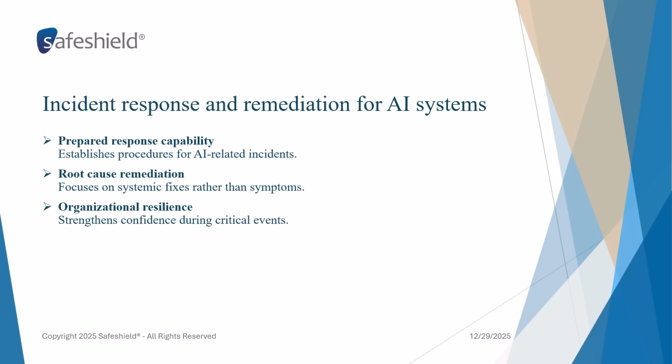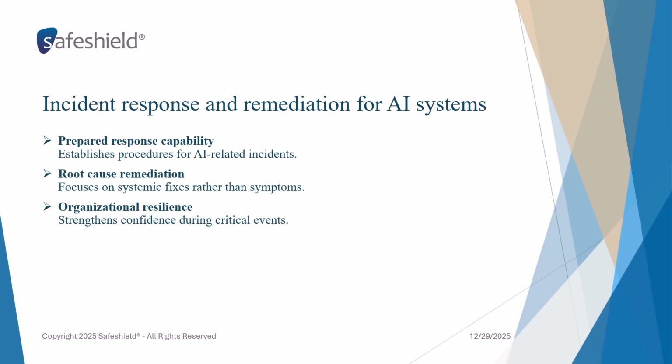frameworks. Clear roles and responsibilities are essential. Accountability for investigation, decision-making, communication, and remediation must be assigned in advance, including authority to suspend, restrict, or deactivate AI systems when risk thresholds are exceeded. Detection relies on monitoring and alerting mechanisms aligned with identified AI risks. Once an incident is identified, response activities include containment, impact assessment, and root cause analysis.